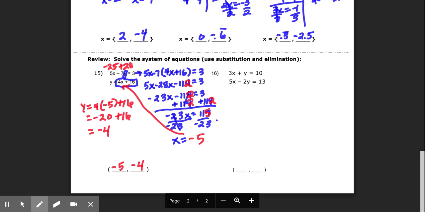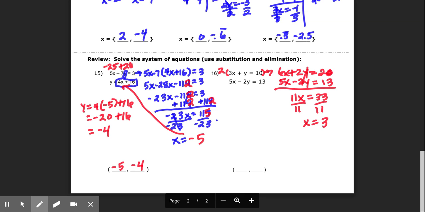Okay, number 16. I would probably use the elimination method. I would probably eliminate the y's. So if I did that, I would only need to change the top equation. So this right here will be 6x plus 2y equals 20. The bottom equation will stay the same. 5x minus 2y equals 13. Let's make sure that is a 20. All right, so the y's will cancel, so I have 11x equals 33. Divide both sides by 11, and x is equal to 3.